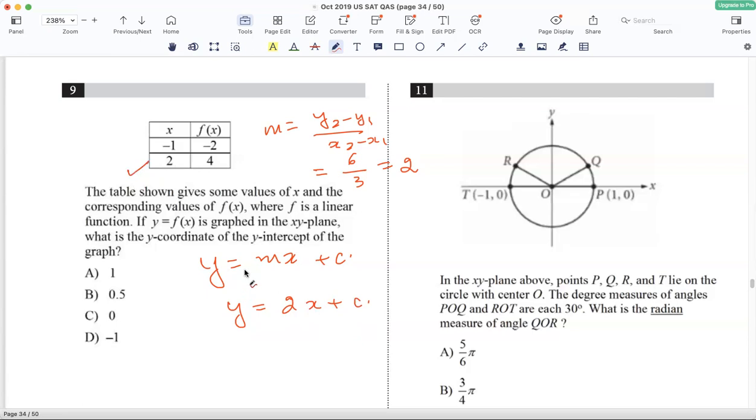And I can use (2, 4) in this equation to find c. So 4 is 4 plus c. So c is 0. So the y-intercept is 0, option C.